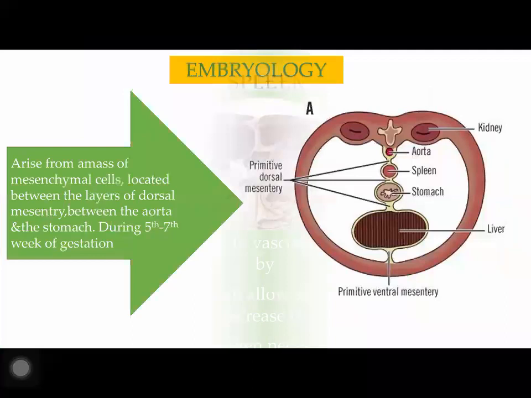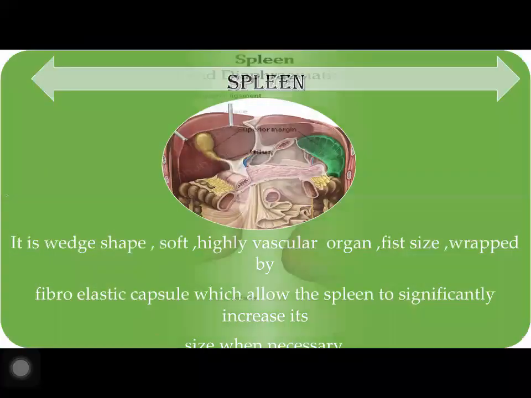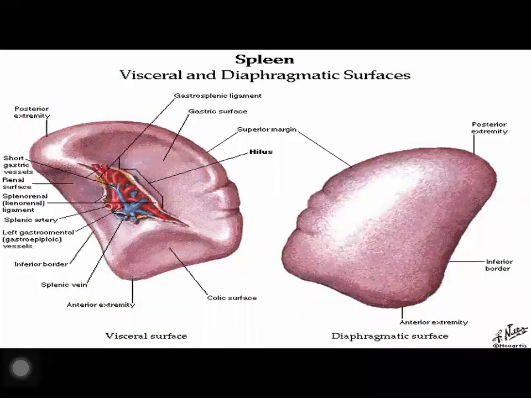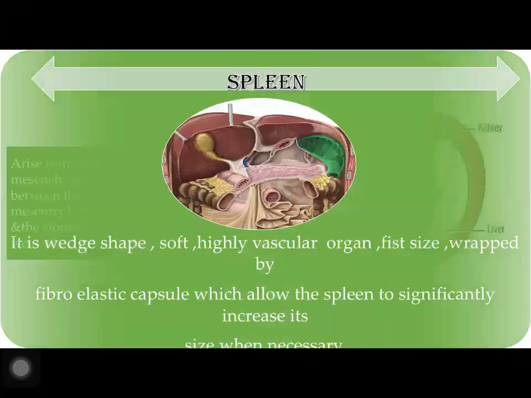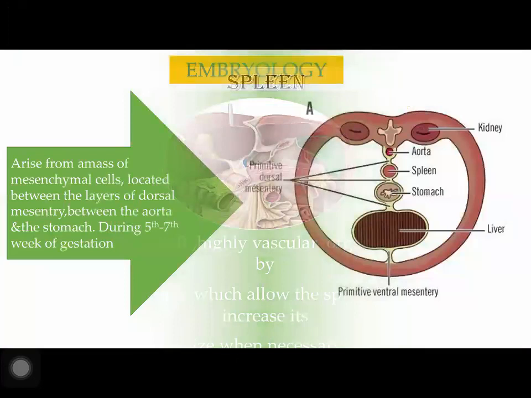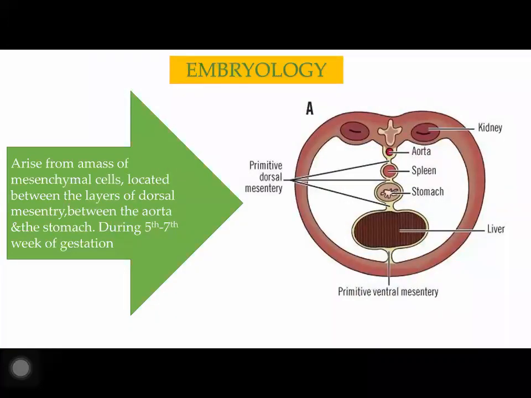Embryologically, the spleen is first, embryology. Spleen arises from mesenchymal cells located between the dorsal mesentery, between the aorta and the stomach.